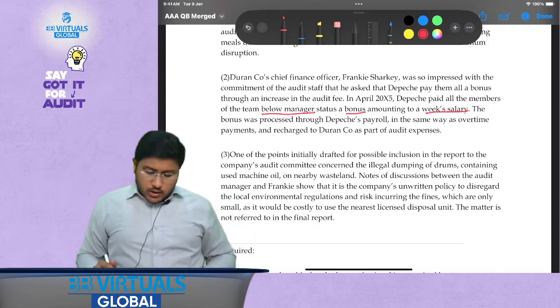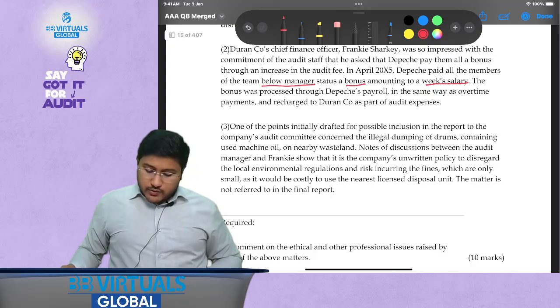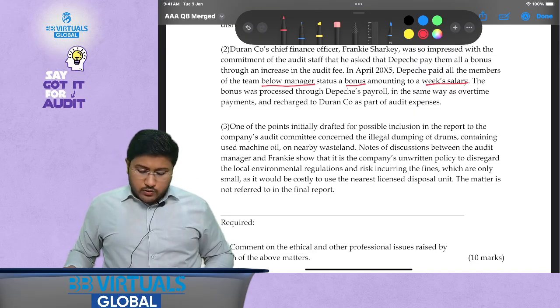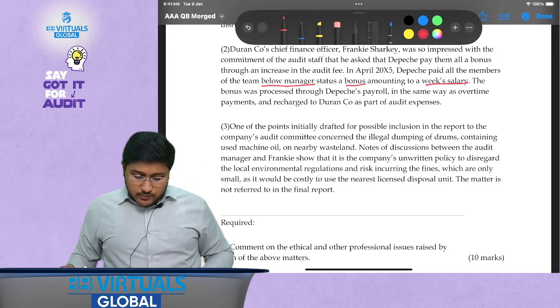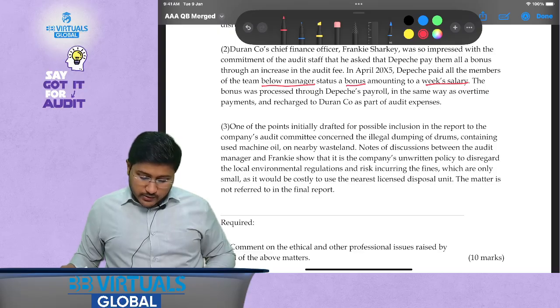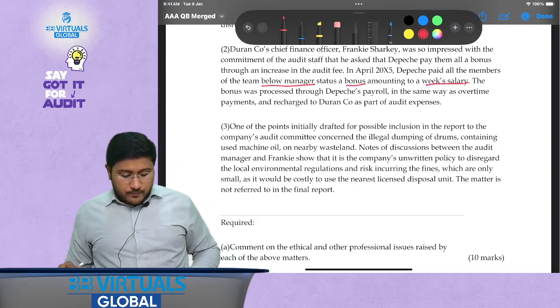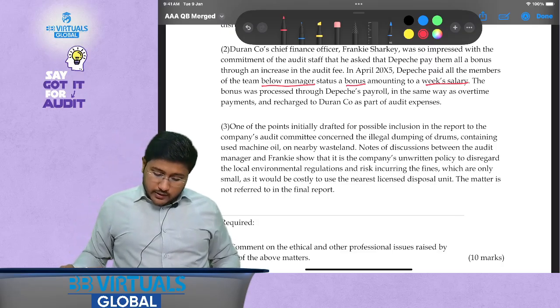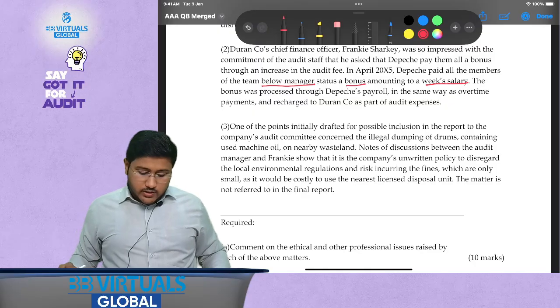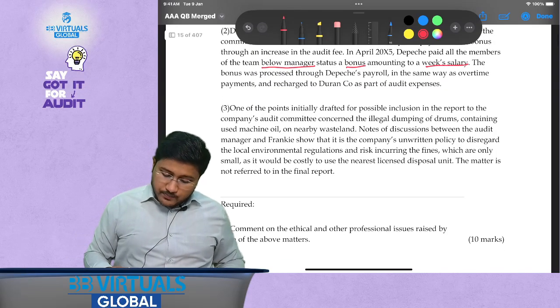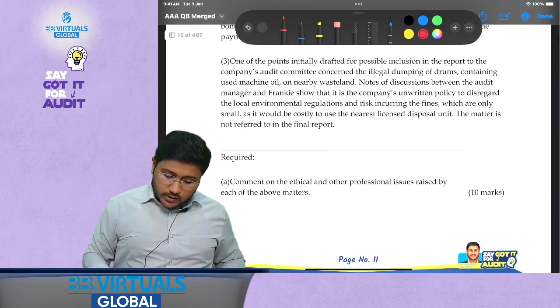Now, one of the points initially drafted for possible inclusion in the report to the company's audit committee concerned the illegal dumping of drums containing used machine oil on nearby wasteland. Notes of discussion between the audit manager and Frankie show that it is the company's unwritten policy to disregard the local environmental regulations and risk incurring fines, which are only small as it would be costly to use the nearest licensed disposal unit. The matter is not referred to in the final report.